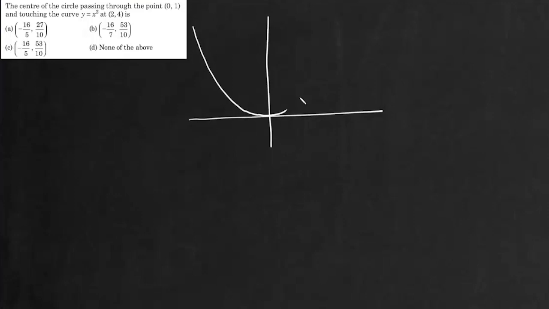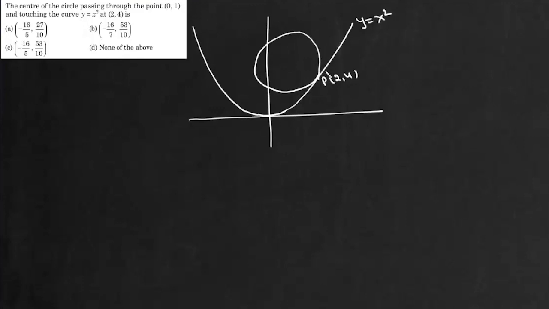Now here the question is: the center of the circle which passes through the point (0, 1) and touches the curve y equals x square at (2, 4). So we have this parabola y equals x square, and here we have a point on this parabola which is (2, 4). That says the center of the circle passes through this point and touches this parabola at this point. So we'll have a circle which will touch this parabola at this point.